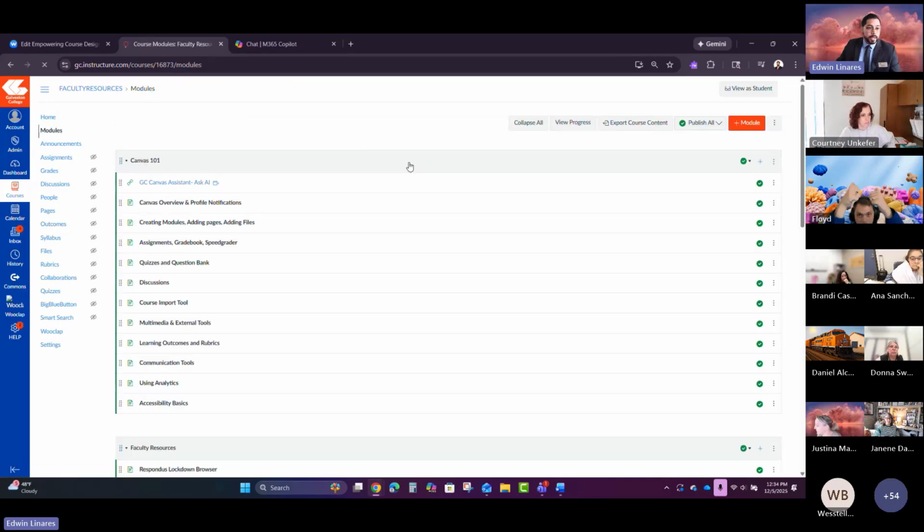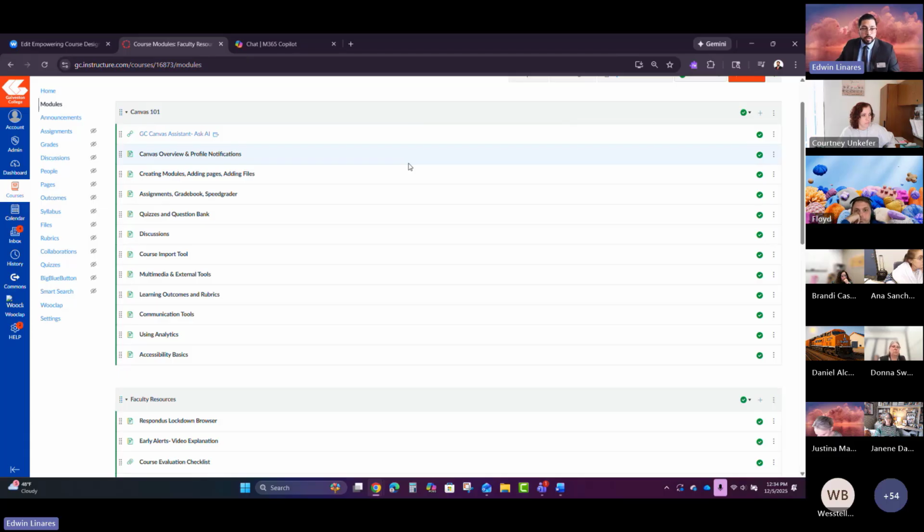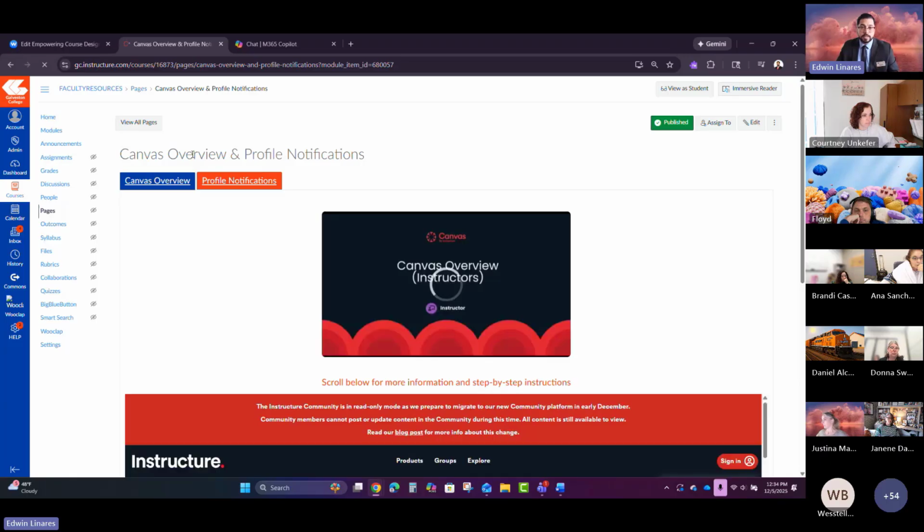Now, when we go back to the Canvas 101, you'll notice that there's a whole bunch of other pages that are right underneath the Canvas chat agent. So I just kind of want to go over the structure of one of these pages really quick. So if you notice, there are some tabs at the top. These are clickable, so you can switch in between different subjects.